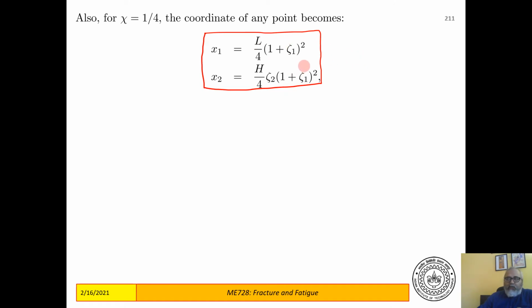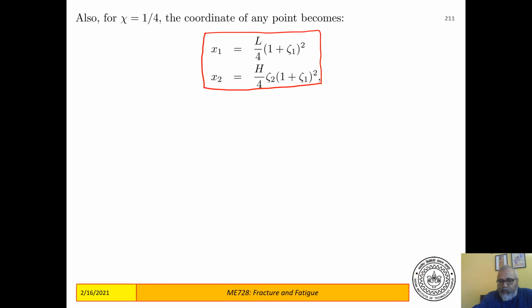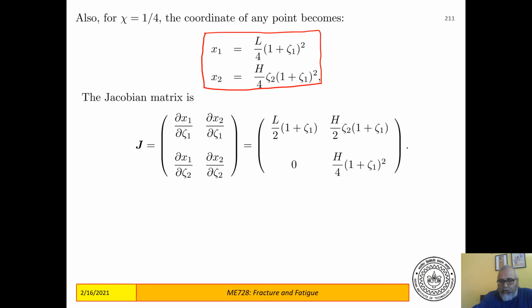Given zeta 1 and zeta 2, I can tell you the point that the parent maps to inside the physical space, and we also know how r maps, given zeta 1 and zeta 2, in the parent coordinate. Now, the Jacobian matrix can be calculated.